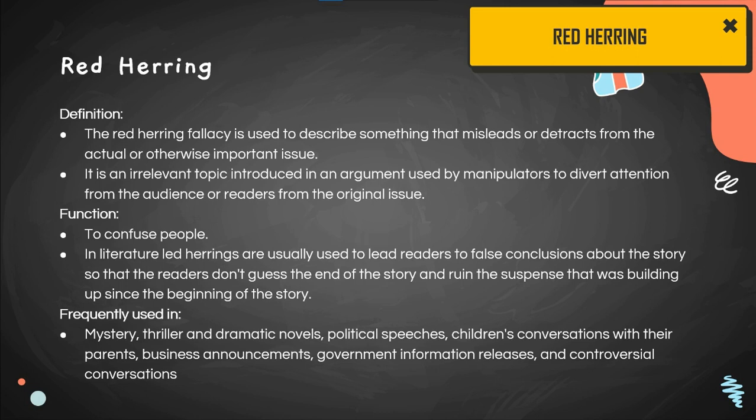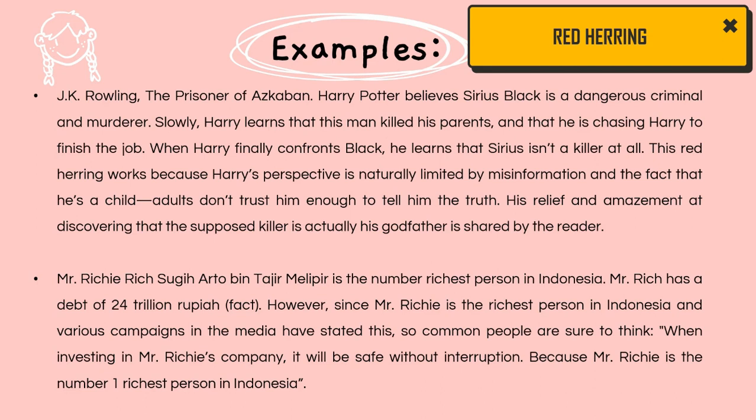The function of red herring is, first, to confuse people. And then, in literature, red herrings are usually used to lead to false conclusions about the story, so that the readers don't guess the end of the story and ruin the suspense that was building up since the beginning of the story. And then, the red herring fallacy is frequently used in mystery, thriller and dramatic novels, political speeches, children's conversation with their parents, business announcements, government information releases, and controversial conversation. And next, the examples of red herrings.